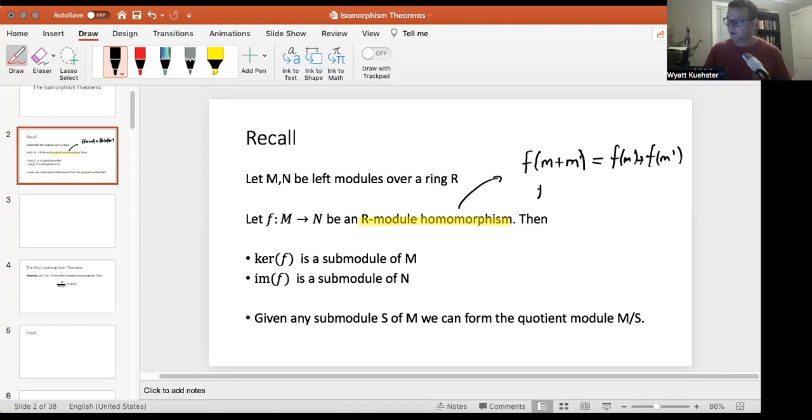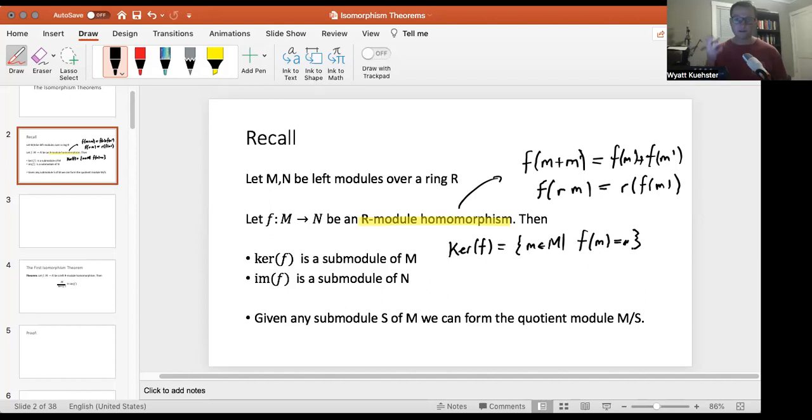Okay, so that's respecting addition, and it also has to respect the scalar multiplication by elements of the ring. When you have an R module homomorphism, you get these canonical submodules. One of them is the kernel of the homomorphism, which is all of the elements that get sent to zero. So it's all of the m in the domain that get sent to zero by f. It's a submodule of M because it consists of elements of M. Then we also have the image of f, which is the range of the function. It's all of the elements of the form f of m where m is in M. So it's everything that the function hits, and it's a submodule of the codomain.